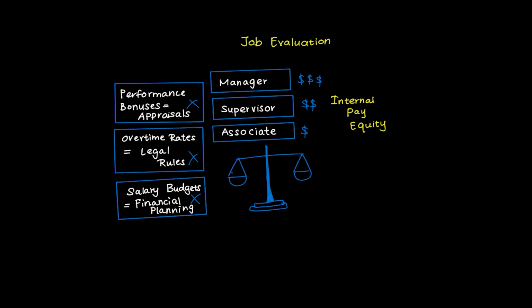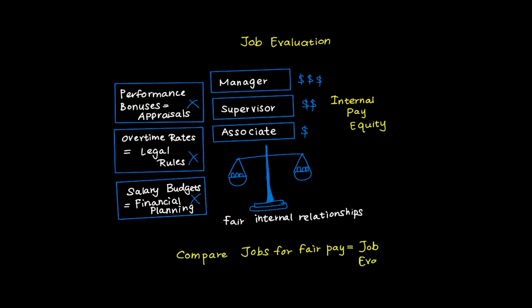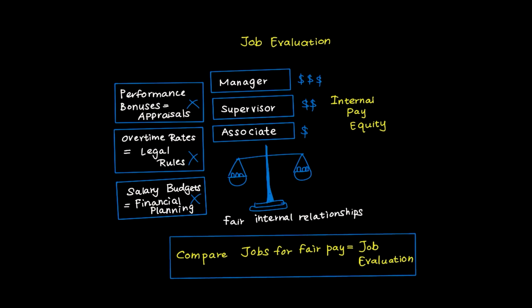Here's a WGU D351 OA exam tip for you. Relative worth of jobs and internal pay fairness always point to job evaluation. Quick recall hook. Compare jobs for fair pay equals job evaluation.